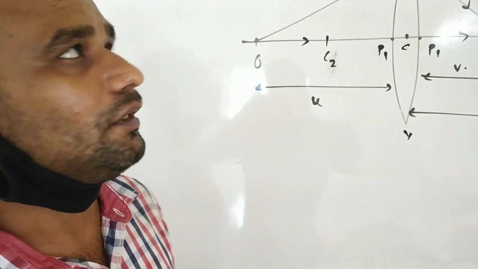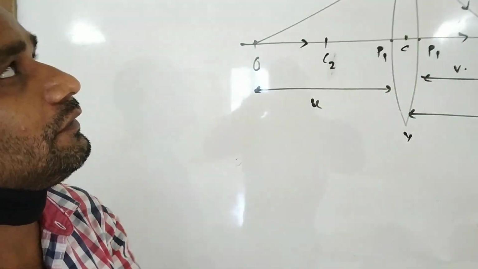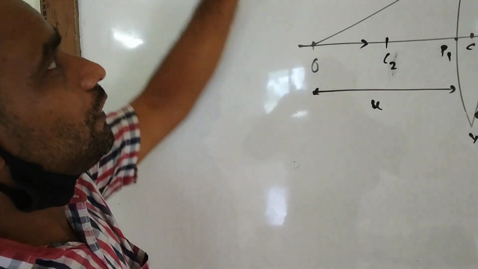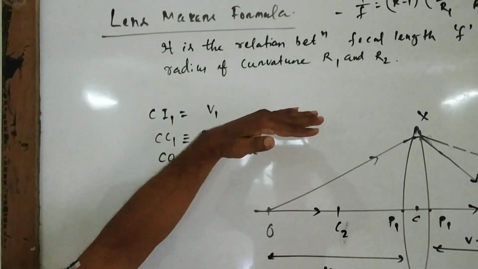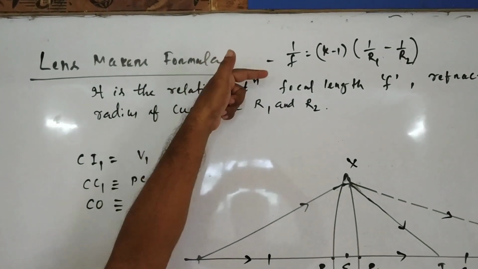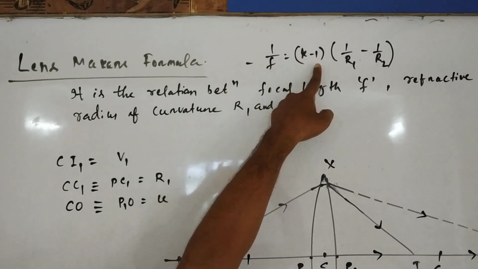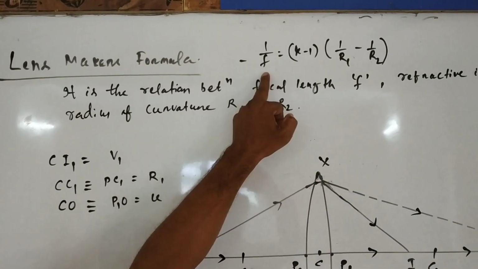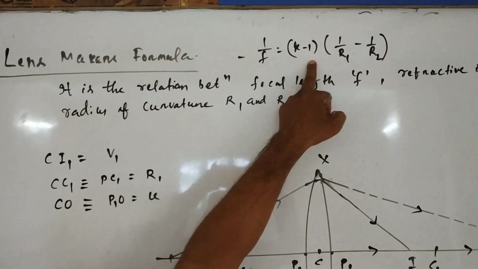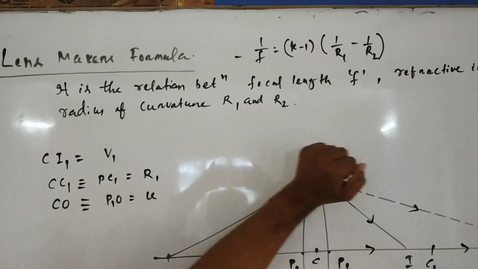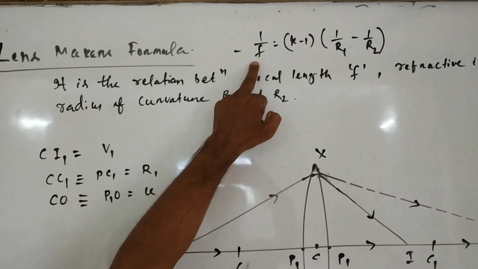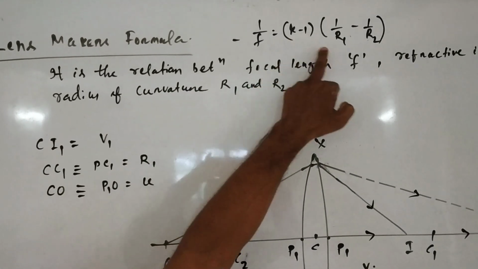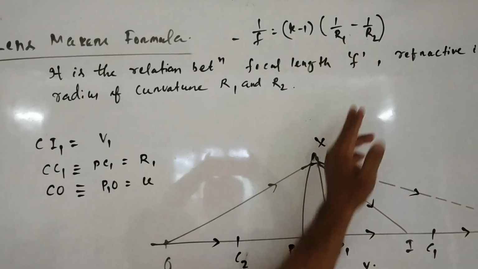We're going to discuss the lens maker's formula. This is applicable from a numerical point of view. In the lens maker's formula, we are going to derive 1 by f equals (mu minus 1) into (1 by r1 minus 1 by r2). Here f is the focal length of the given lens, mu is the refractive index, and r1, r2 are the radii of curvature of the two surfaces.